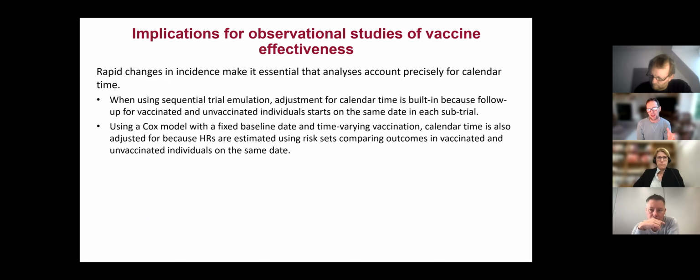You can also do that in the approach with Cox models with fixed baseline date and time-varying vaccination, if you set it up correctly, because then hazard ratios are estimated using risk sets, comparing outcomes in vaccinated and unvaccinated individuals on the same date. But that precise matching, or allowing precisely for the incidence according to calendar time, is essential for observational studies of COVID-19 vaccine effectiveness.